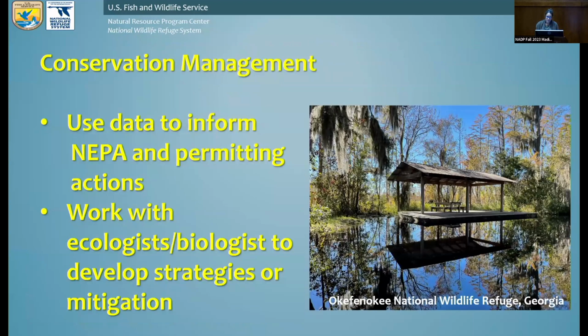And so just in conclusion, what we tried to do here is provide a blueprint for refuge managers to start thinking about how climate change may be changing things on the refuge and what this means for fish, wildlife, and their habitats. These kinds of data can also be used to inform NEPA and permitting actions and to guide climate change adaptation strategies and mitigation efforts.